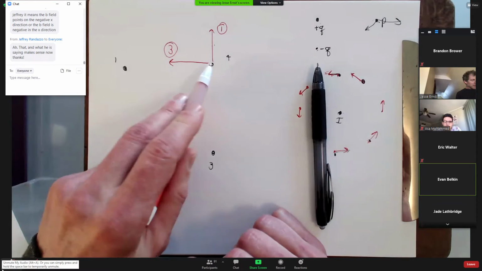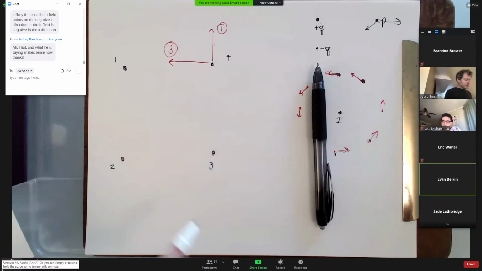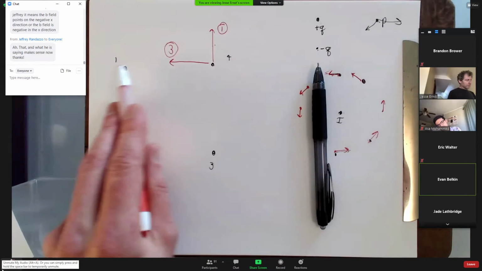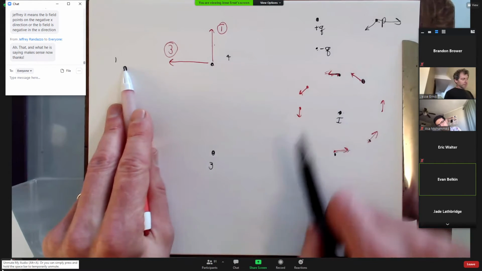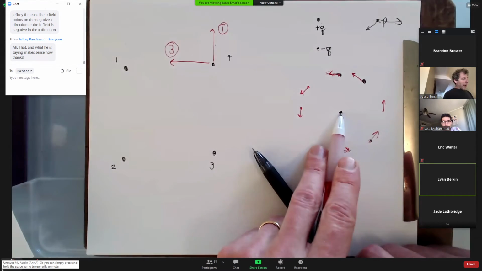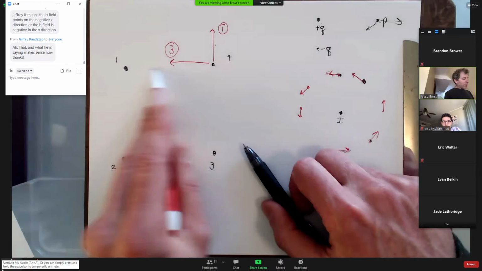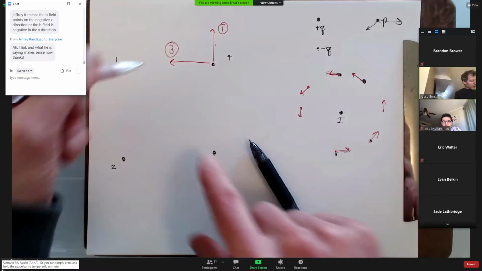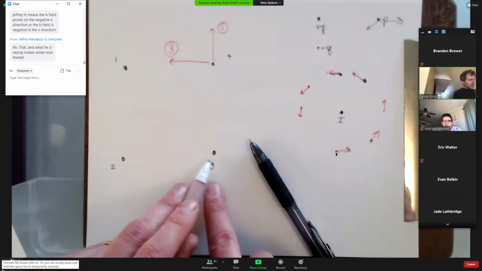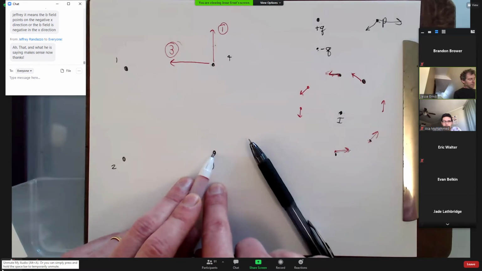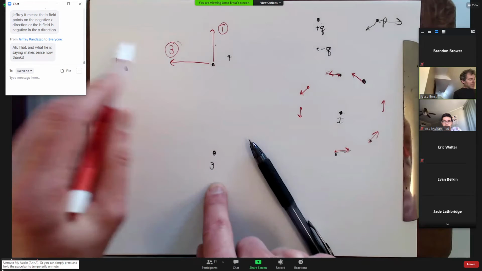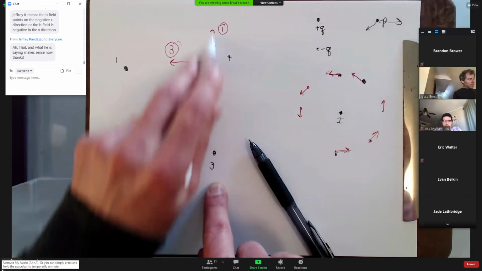Wait, how is the B field going upward? If we look at the circle that you drew, why is it going up if there's an arrow going to the left? I don't know how it's going up. That's where you're losing. There is no arrow going to the left. This is the B field here caused by this wire. The B field here caused by this wire is that one.